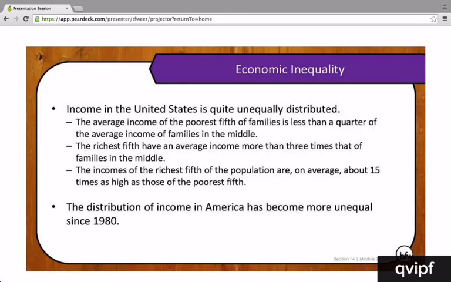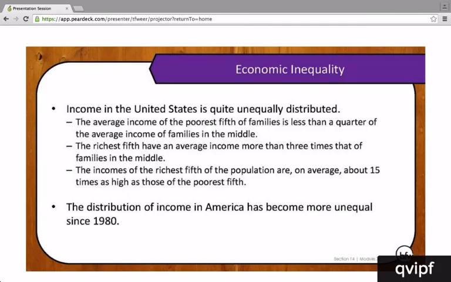The average income of the poorest fifth of families is less than a quarter of the average income of families in the middle. We've seen that. The richest fifth have an average income more than 3 times that of families in the middle. And the incomes of the richest fifth of the population are on average about 15 times as high as those of the poorest fifth.